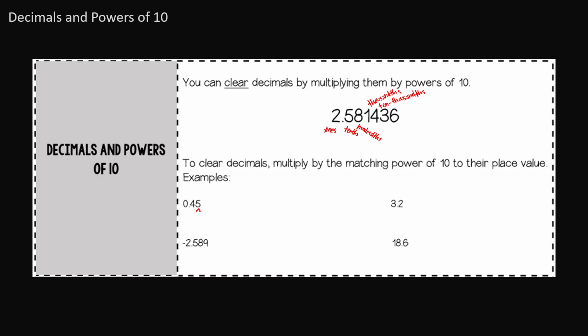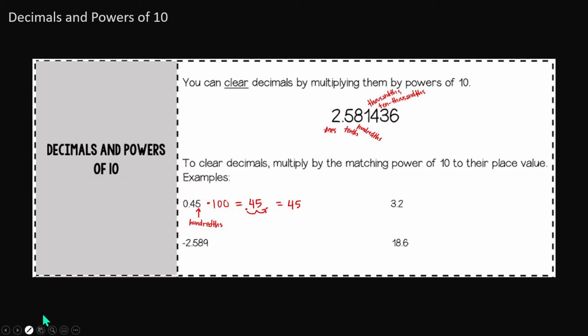0.45, the last decimal place, that's in the hundredths place. So in order to clear this decimal or make it a whole number, we're going to have to move the decimal 2 places to the right. And to do that, we're going to multiply it by 100. If we multiply this decimal by 100, that's going to move the decimal 2 places to the right, and what we'll get is 45. So the decimal went from the left side, moved 2 places over, our number is 45. So that decimal now has been cleared.